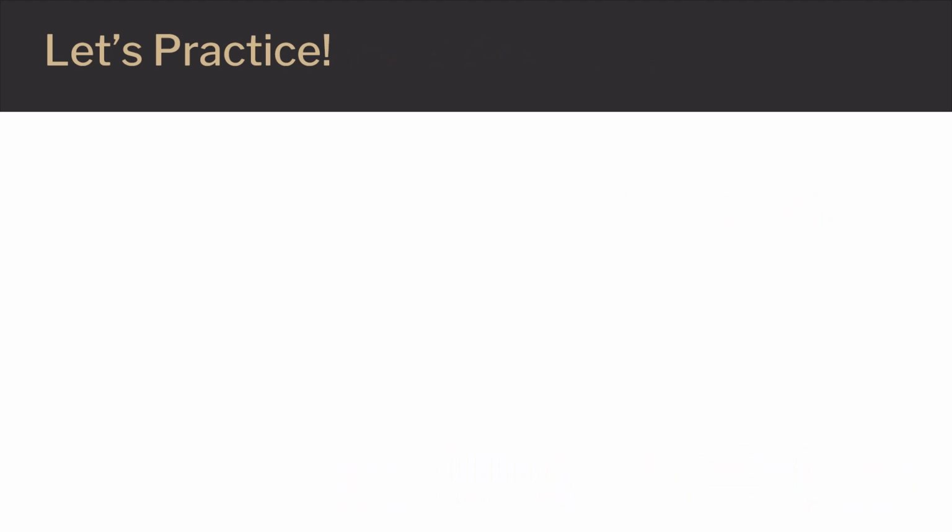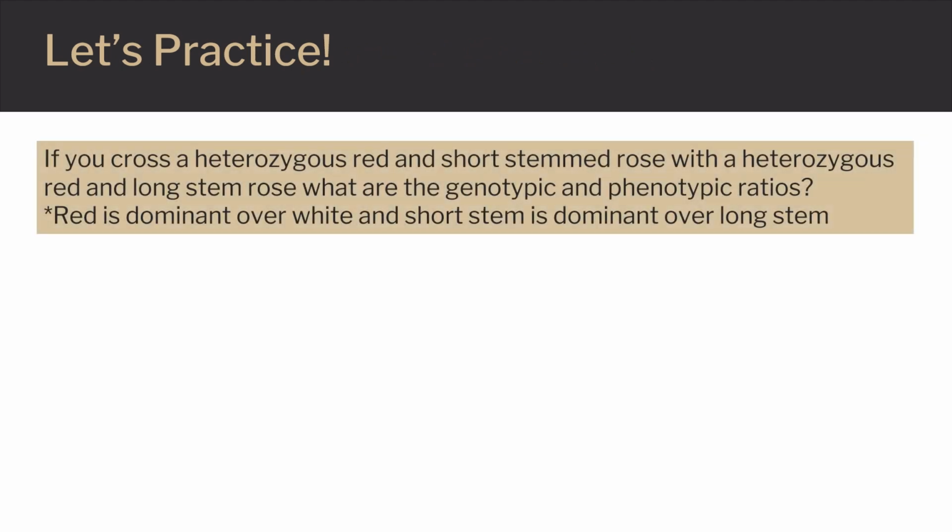In order to make predictions regarding our genes, we need to carefully read and understand the information provided and what's being asked before attempting to perform the Punnett square exercise. Let's read the question and information in this example. If you cross a heterozygous red and short-stemmed rose with a heterozygous red and long-stemmed rose, what are the genotypic and phenotypic ratios? Red is dominant over white and short stem is dominant over long stem.